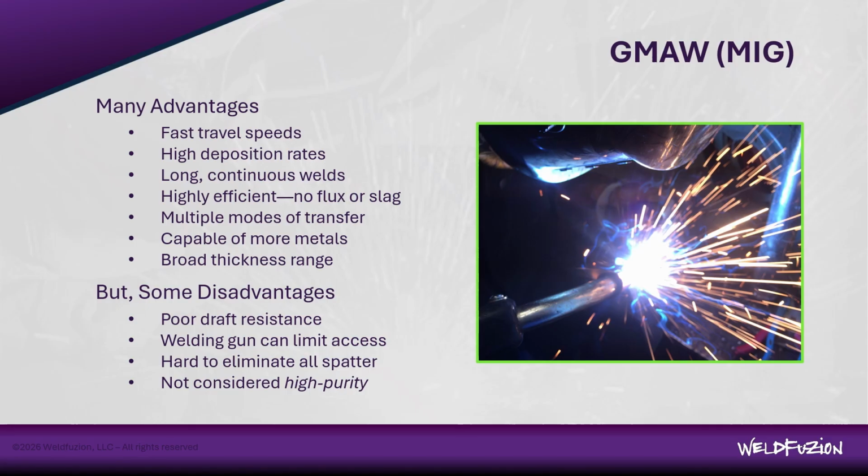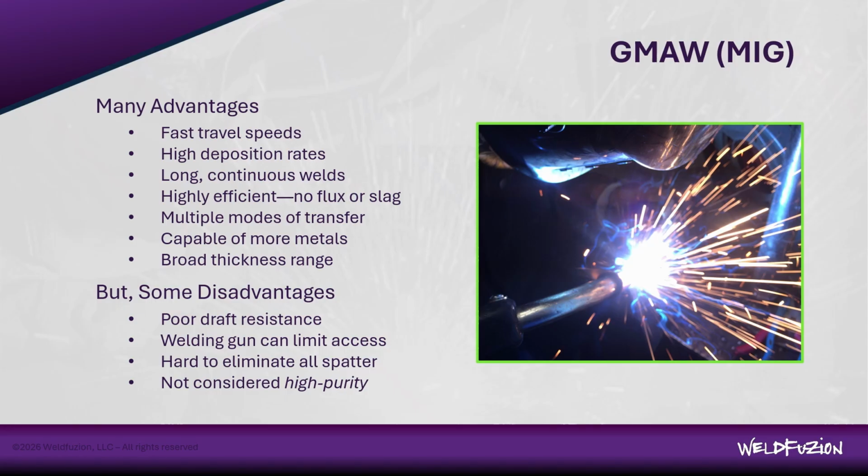And this eliminates any stub loss, which is the end of a usable electrode that normally goes into trash, right? So the process is gas shielded just like TIG, so there's no flux or slag, which makes it highly efficient. 88 to 99% of what you buy goes into the weld, right? Depending on how much spatter you got in there.